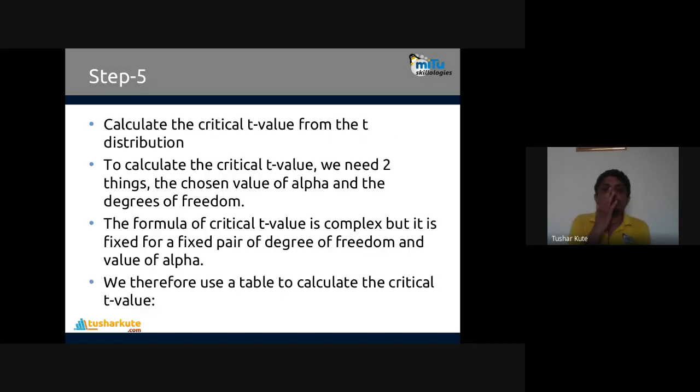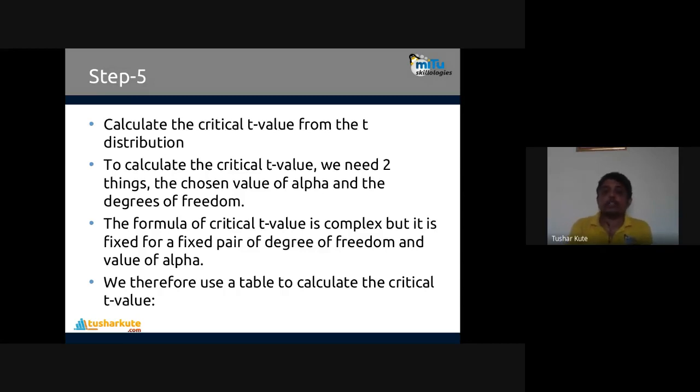Let's go ahead. Step number 5, calculate the critical T value from the T distribution. To calculate the critical T value, we need two things, the chosen value of alpha and the degree of freedom. What is the alpha value? 0.05. Degree of freedom, accordingly we have calculated it: the number of elements in the first group plus the second group minus 2. The formula of the critical T value is complex, but it is fixed for a fixed pair of degree of freedom and alpha. So if I give fixed values, the result will be fixed.